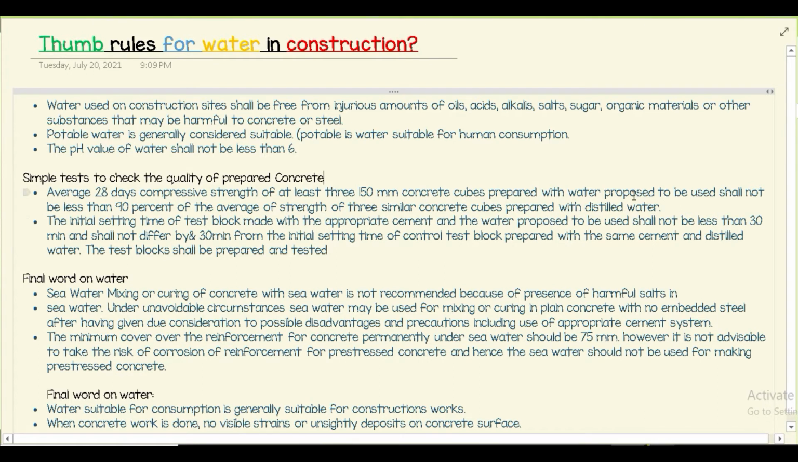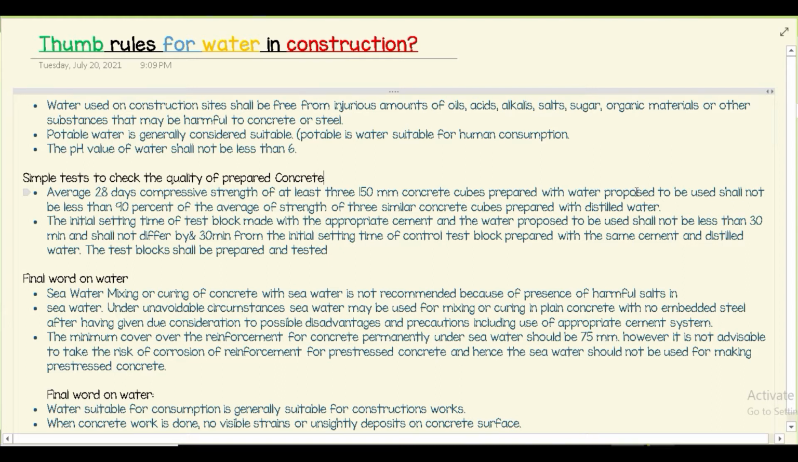So the proposed water and the distilled water, if you are comparing both of them, or as a site engineer you have found a new source of water on site, that would be your proposed water. And the usual potable or drinkable water would be the distilled water. So make 3 cubes of 150 mm and test their compressive strength. And the strength of the proposed water cubes shall not be less than 90% of the other. The strength of both of them shall be very close. So that's the first test.